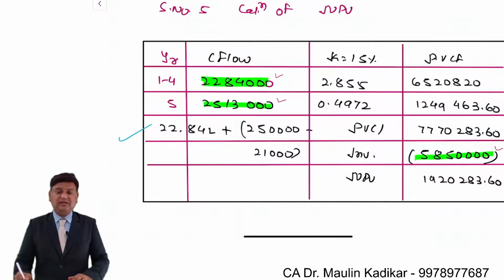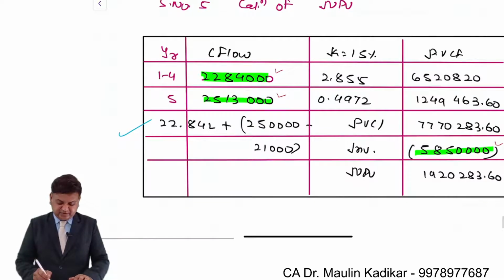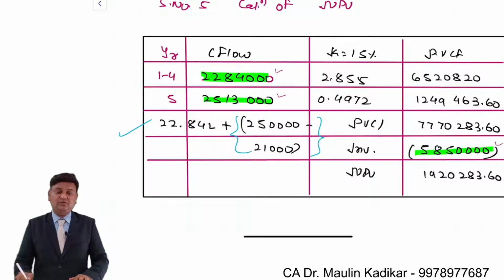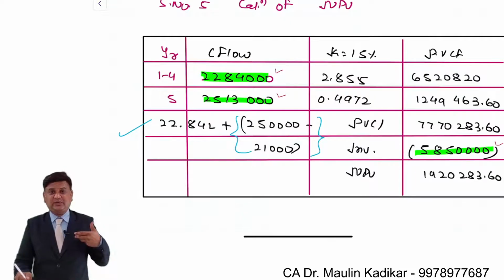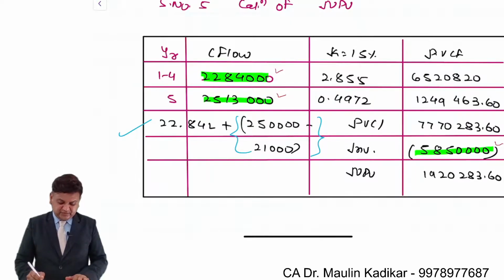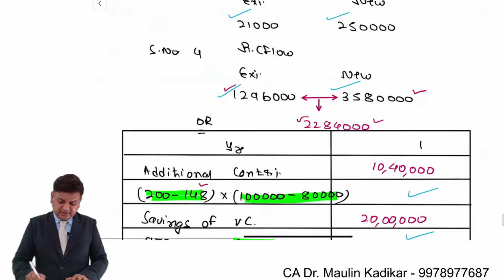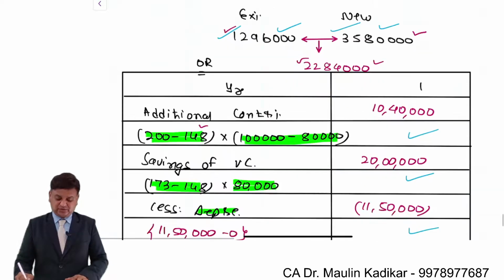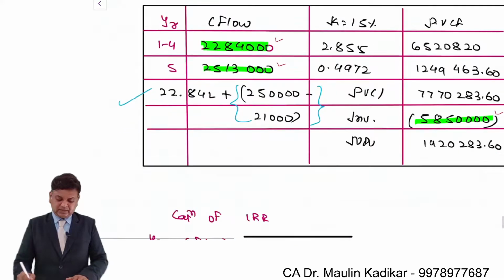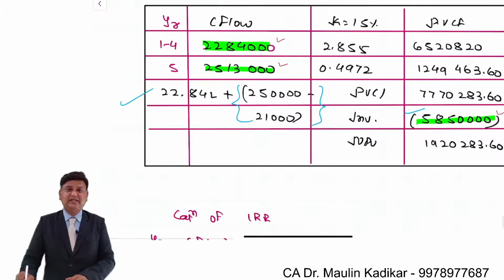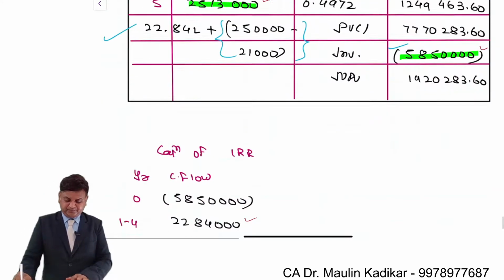NPV calculation: everything is taken as the differential value. Even here, we have taken the differential value. What we receive is 250, and what we could have received is 21. What we receive is 35,80,000; what we could have received is 12,96,000. Even for the investment, we are taking the differential value.